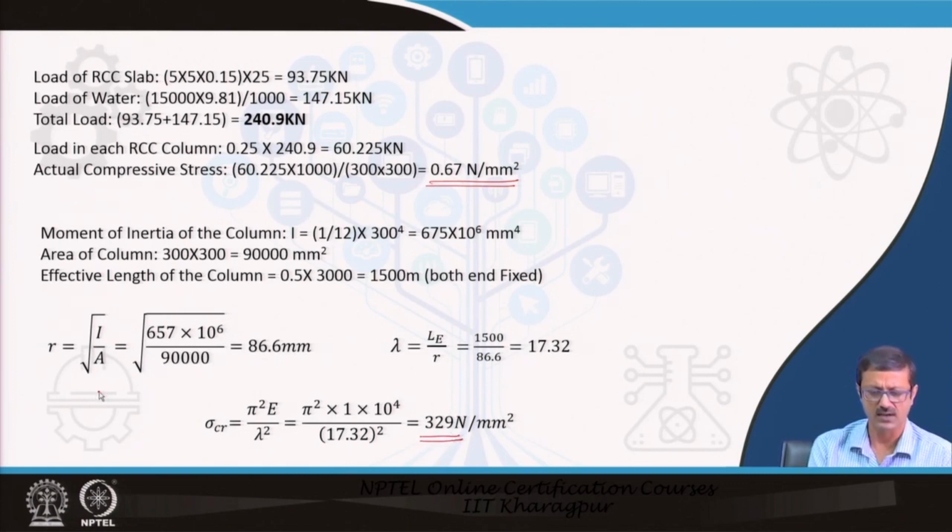I found out the I value, A value, and all those. The dimensions of the columns are also given, 300 by 300. I found out the area and the moment of inertia, I by A under root, everything. As the effective length of the column is 0.5 of the 3 meter, this is also calculated, and I found that the critical stress is 329. Please remember this, 329 for a 3 meter column, but my actual compressive stress is very less. So it is very safe in that sense.